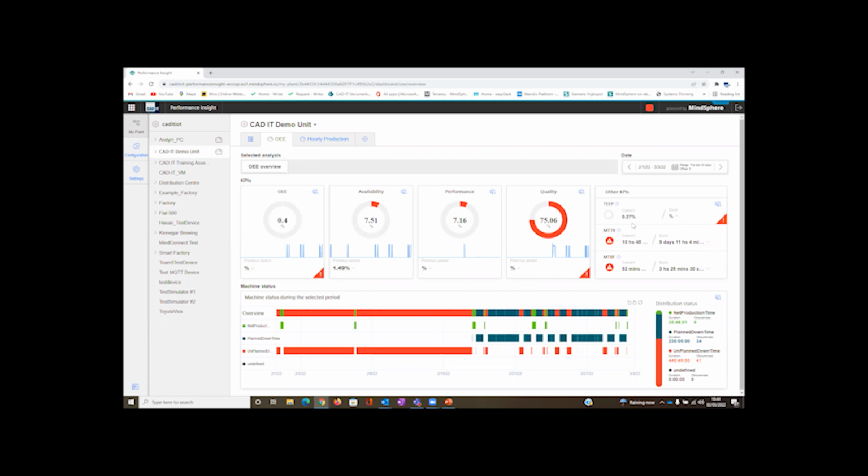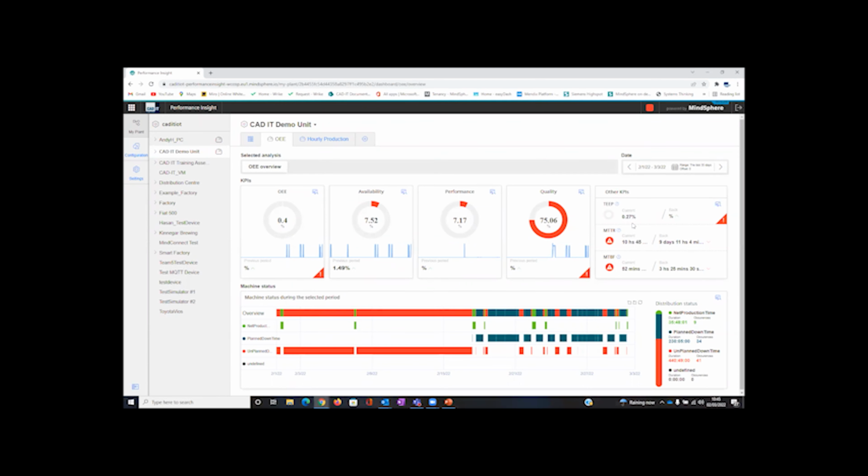MTTR is the mean time to repair. So when a machine has been in unplanned downtime, maybe due to a failure, how long does it actually take to typically get that machine back into production? So an average score of the time it is in unplanned downtime. And then the final one, mean time between failure, is how, on average, how long that machine typically stays in production and is available to run. So that machine is not in any error state or in unplanned downtime. It's actually ready to run and available to run and is able to produce products.